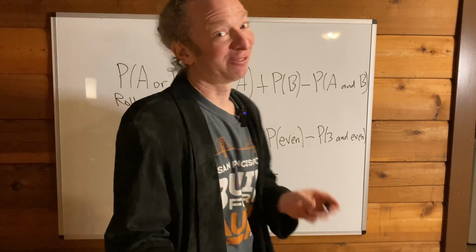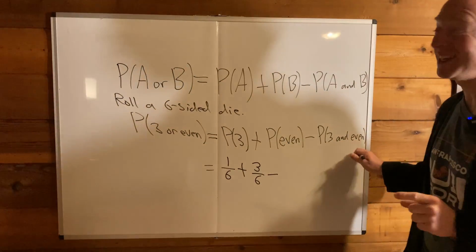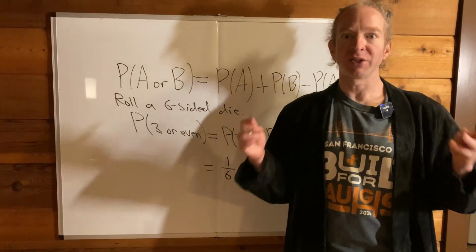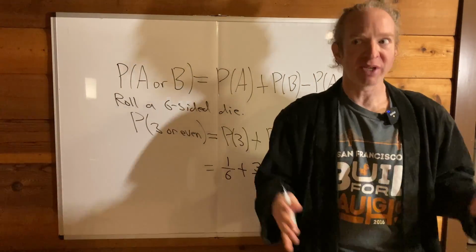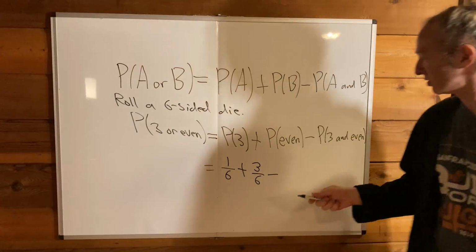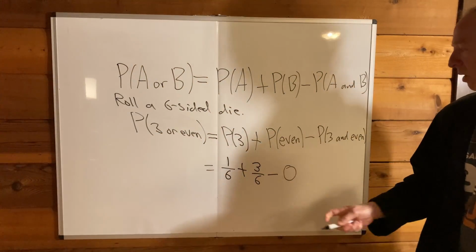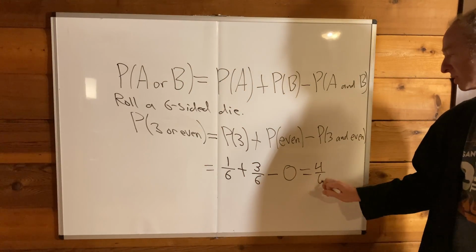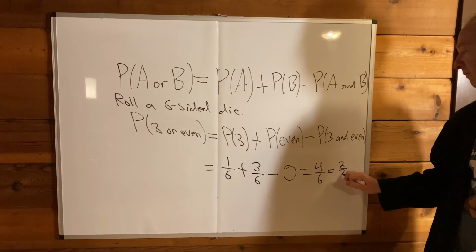Minus, and here's where it gets fun, right? So 3 and even, well, that's impossible, right? There's no way you can roll a single six-sided die and have it be a 3 and an even number because 3 is odd. So this, of course, is 0. So we get 1/6 plus 3/6, which is 4/6, which is 2/3.